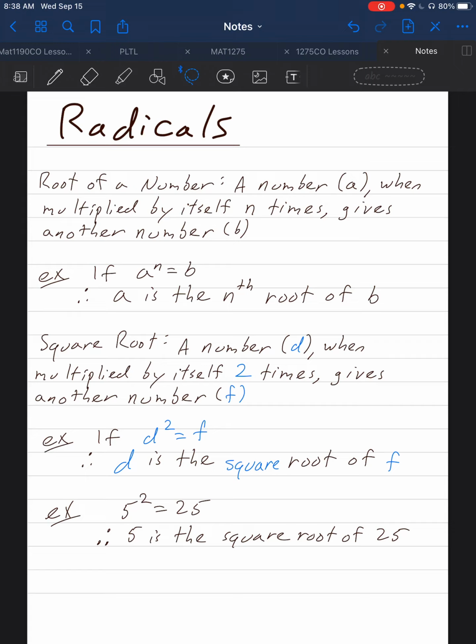The most common root that we will talk about is something called the square root, which means that n, the number of times this number is being multiplied by itself, is equal to 2. That's called a square root, right? So let's use some different letters here. Our number d multiplied by itself 2 times gives a number f. That means d to the second power is equal to f. That means d is the square root of f. For example, 5 to the second power is equal to 25. That means 5 is the square root of 25.